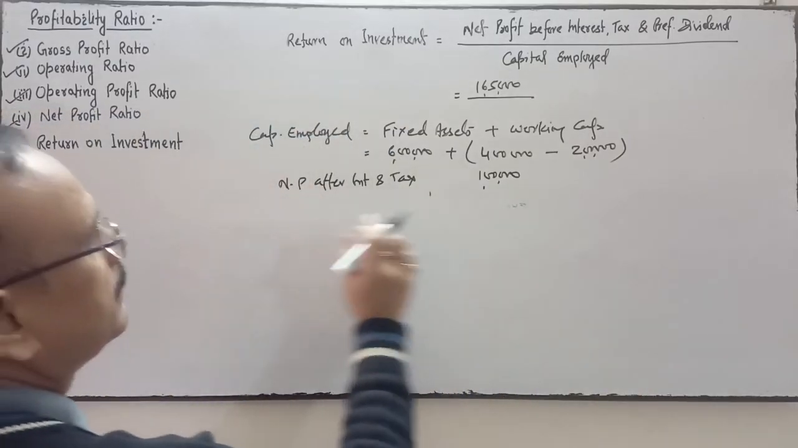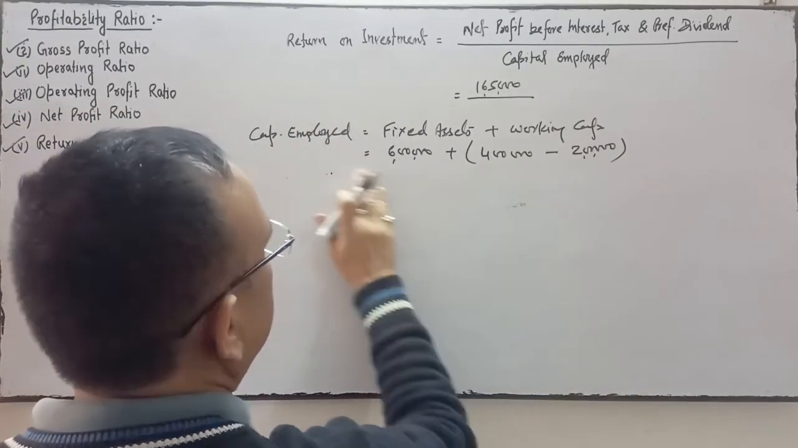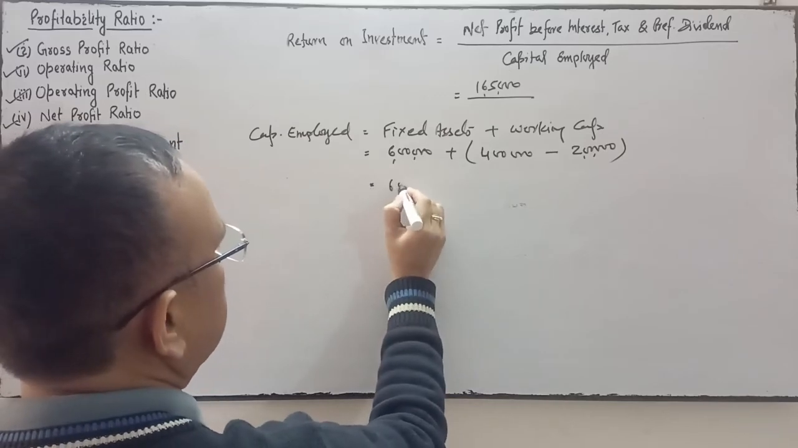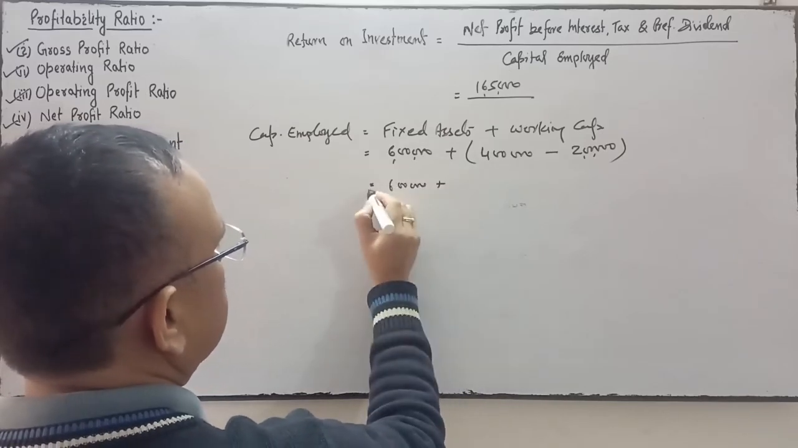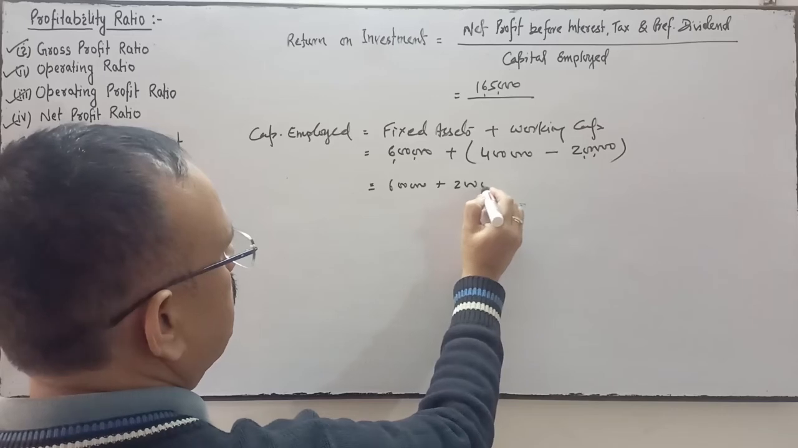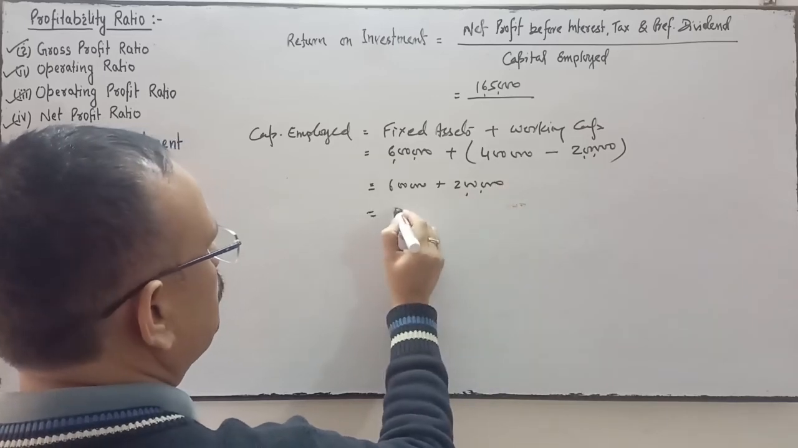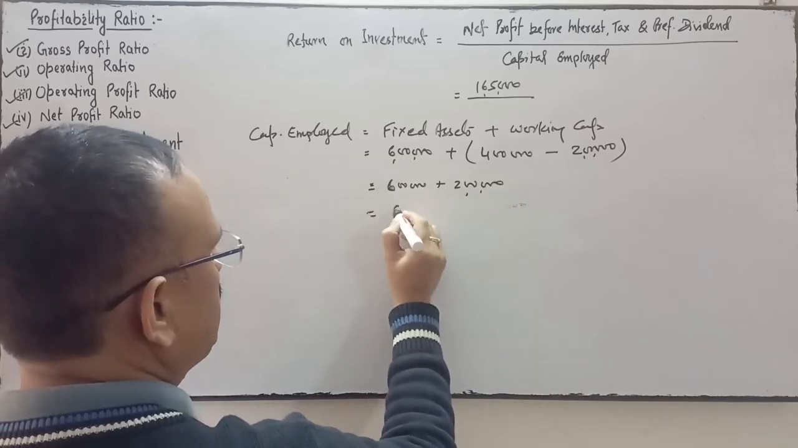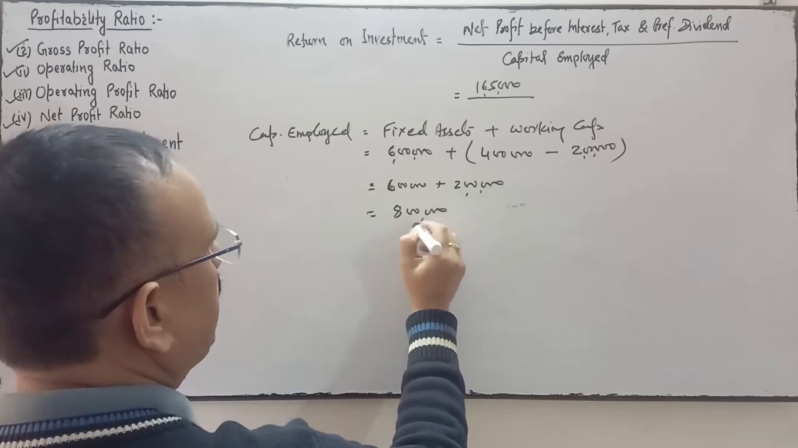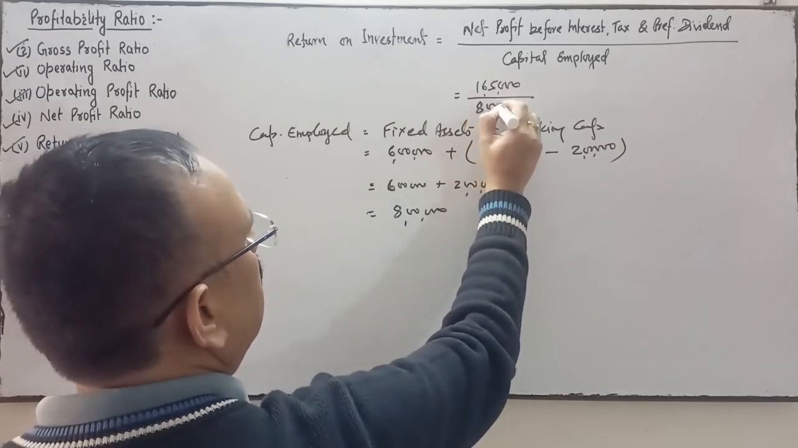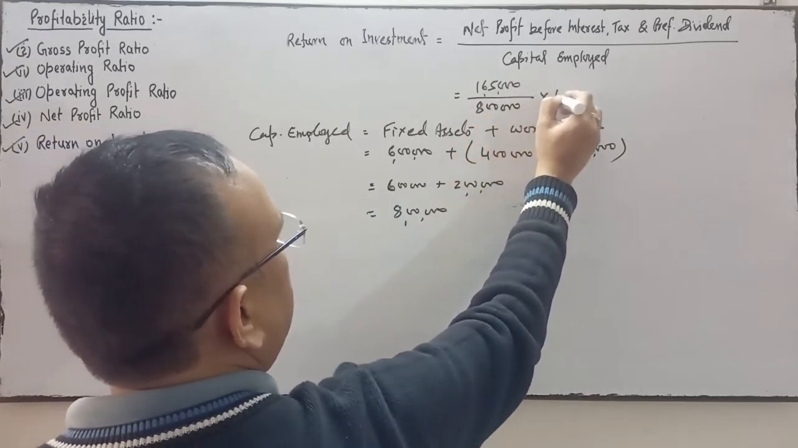So here 6 lakhs plus 2 lakhs is our working capital. So 8 lakh is our capital employed. Capital employed is 8 lakh.